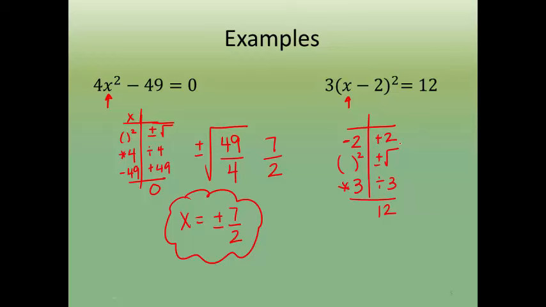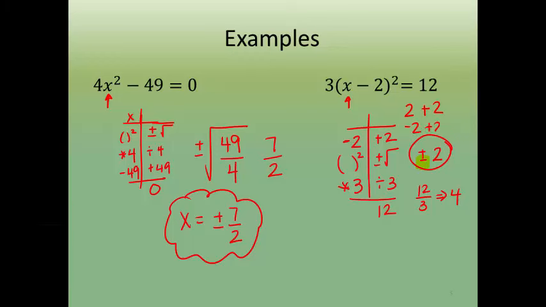So let's give this a try. So I take the 12 and I divide by 3, and I get 4. Then I take the 4 and I take the square root, and I have plus or minus 2. And then I'm going to add 2. But this is a unique situation because I'm going to have 2 plus 2, and I'm also going to have, notice this, negative 2 plus 2.